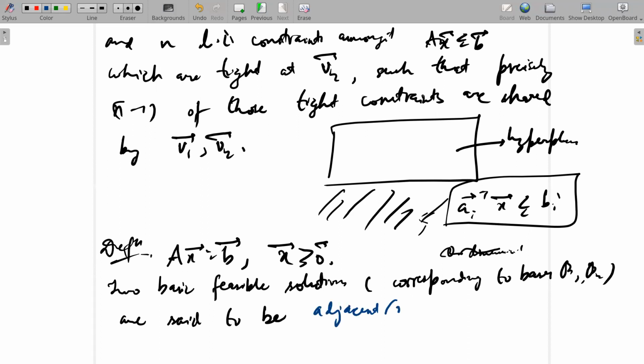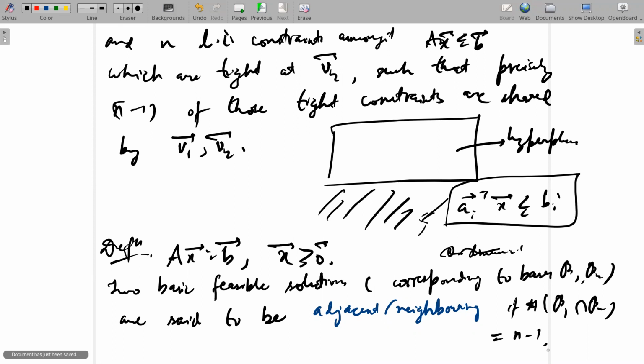Neighboring, I'm trying to invoke a geometric picture. Adjacent, I'm just trying to invoke some sort of combinatorial picture. So they are said to be adjacent if the cardinality of B1 intersection B2 is precisely equal to n minus 1. Typically we have ordered bases, so you treat them as a tuple, but for this purpose, just pretend that the ordering doesn't matter. So this is where I will call two basic feasible solutions adjacent.